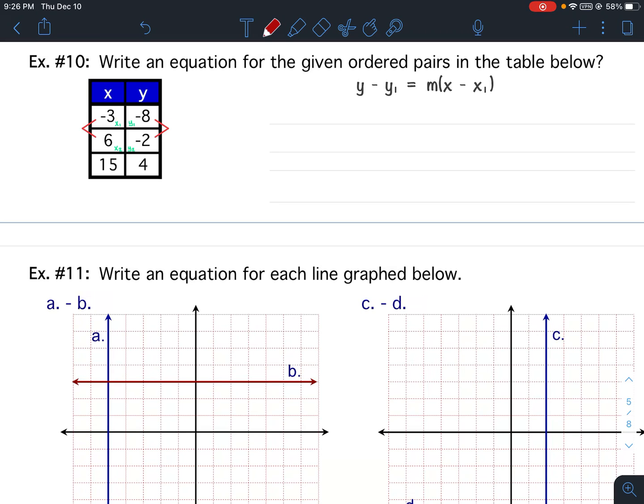Relating slope and y-intercept to linear equations. Lesson 7 notes. Example number 10. Write an equation for the given ordered pairs in the table below.